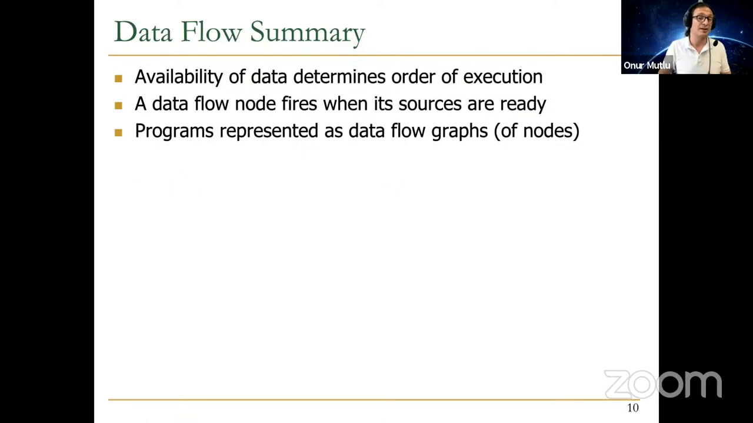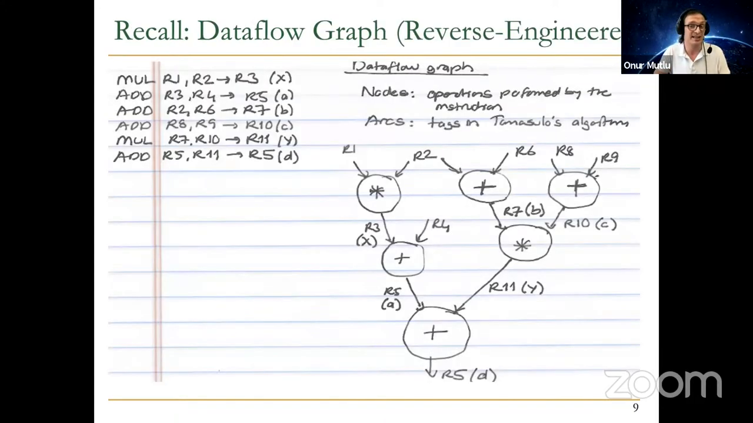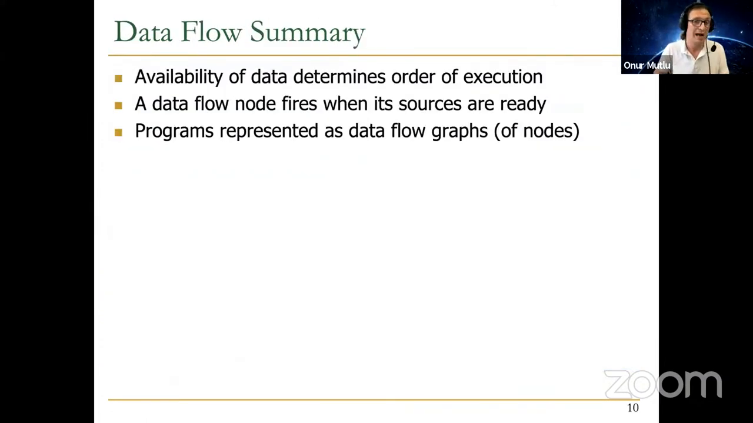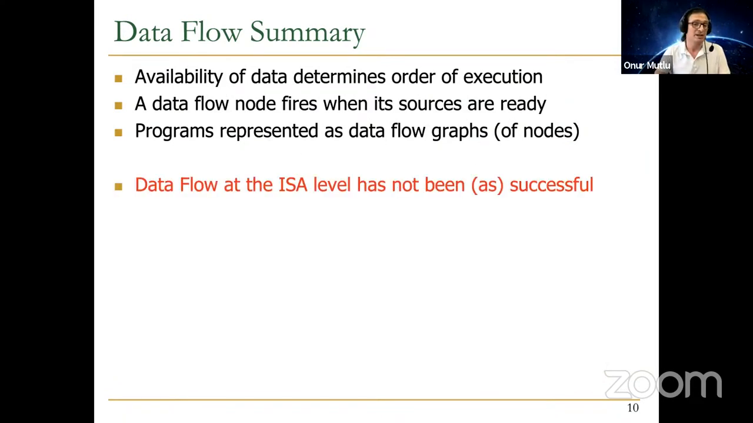But Tomasulo's algorithm, of course, doesn't do that. Basically, in an out-of-order machine, we're still obeying the von Neumann model. Programs are represented as sequential flow of instructions, as we have seen, and out-of-order execution builds this data flow graph. Whereas in a real data flow machine at the ISA level, you actually don't have a sequential notion of execution, as we discussed. But we also mentioned that data flow at the ISA level has not been successful. It has not been successful, period, basically.